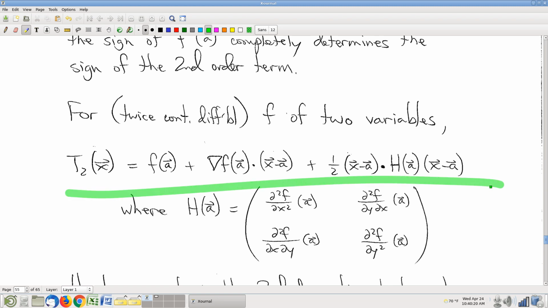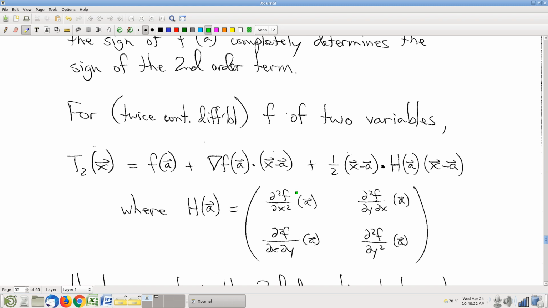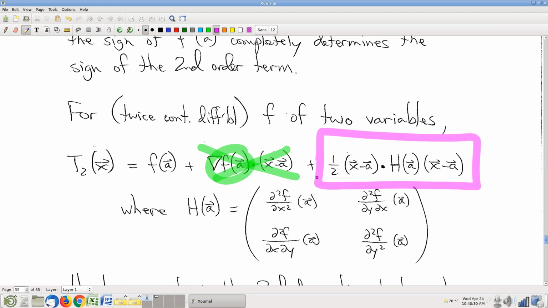Second order Taylor polynomial, that is. Again, what happens at a critical point where the gradient is 0? If that's 0, this whole term goes away. And again, just totally by analogy, this second order term entirely describes the local behavior of the function. So now we just have to analyze this.